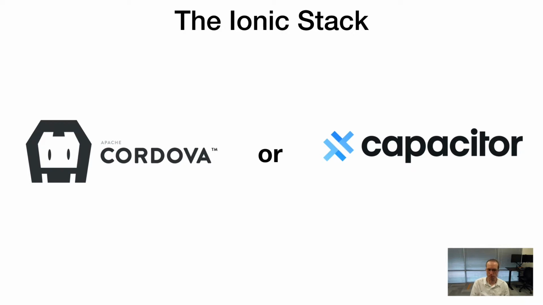Cordova was formerly known as PhoneGap. It's been around quite a while. It's very mature. It has lots of plugins for various functionality. Chances are if there's something that you want to do that's native and not accessible via web APIs, there's probably a plugin out there for it.